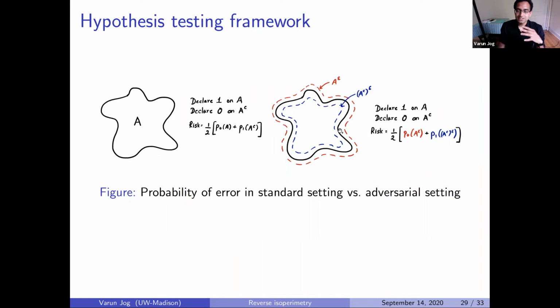Now, what happens in the adversarial setting is, if the point that you get happens to lie on the boundary somewhere, then an adversary comes and pushes it across the boundary. So you also make errors in a boundary region around the set A that you declare as the correct region. So the probability of error turns out to be related to these thickened sets. Your original set is A, and A sup epsilon in this setting is the parallel set, essentially. And A complement sup epsilon is the parallel set of A complement. This was very interesting because these parallel sets are showing up naturally in this adversarial setting.